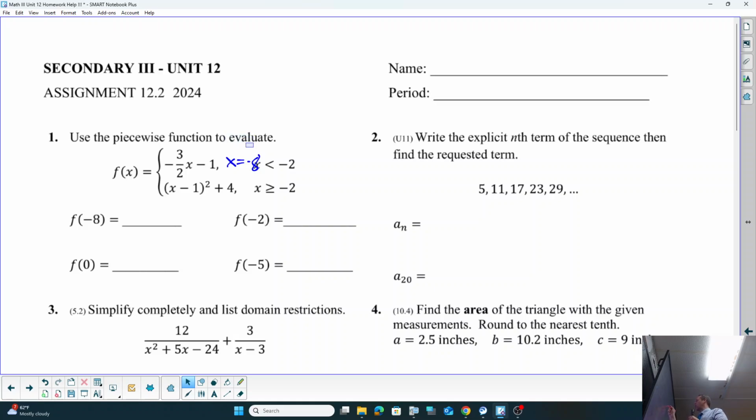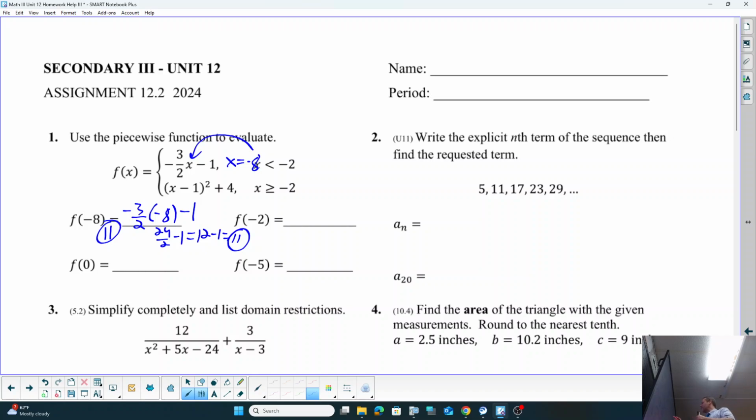So then we go ahead and plug it in right there, right into the equation. So we get negative 3 halves times negative 8 minus 1. Negative 8 times negative 3 is positive 24, and positive 24 divided by 2 is 12. And 12 minus 1 is 11. So the answer to that one is 11.